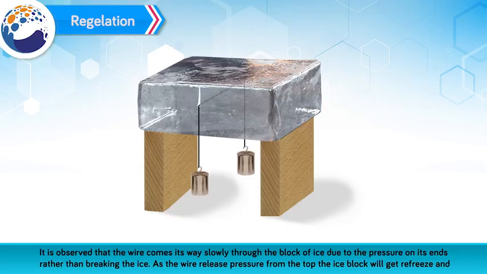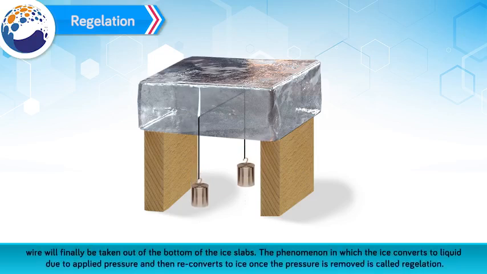As the wire releases the pressure from the top, the ice block will refreeze and the wire will finally be taken out of the bottom of the ice slab. This phenomenon, in which the ice converts to liquid due to applied pressure and then reconverts to ice once the pressure is removed, is called regelation.